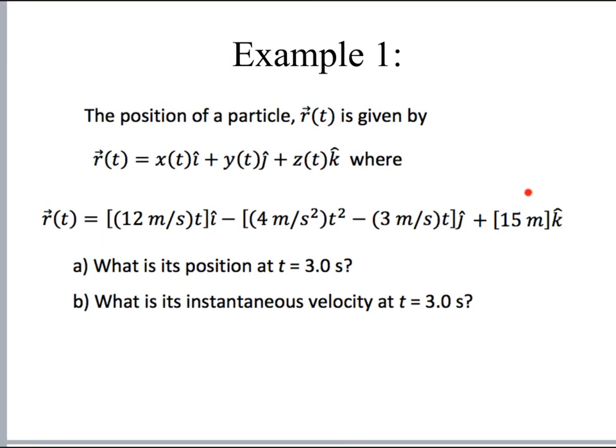So this term's actually not changing in time, which of course can happen. So you could imagine something rolling along a tabletop, and so the tabletop is 15 meters high. That'd be pretty high for a table, but anyway, that's the idea. But the z direction isn't changing. As you know, it's constrained to move on this high tabletop, but the x and the y, as the time changes, the position of the particle is changing as well. And so given this, we want to find the position at t equals 3 seconds, and then the instantaneous velocity at 3 seconds.